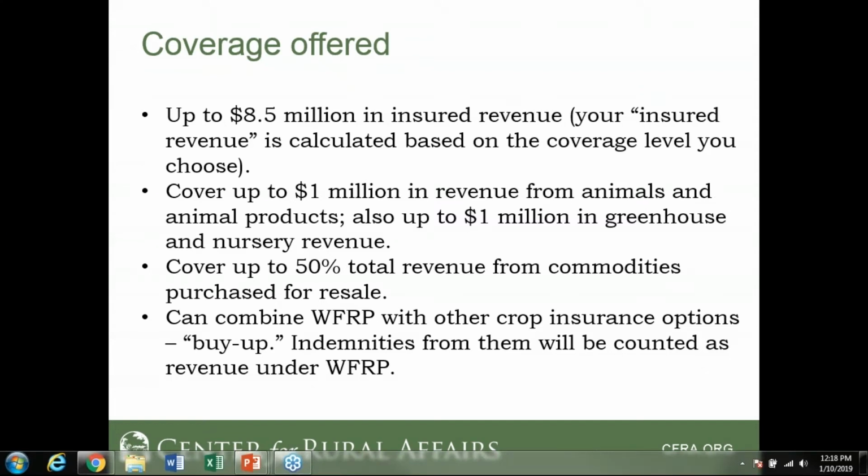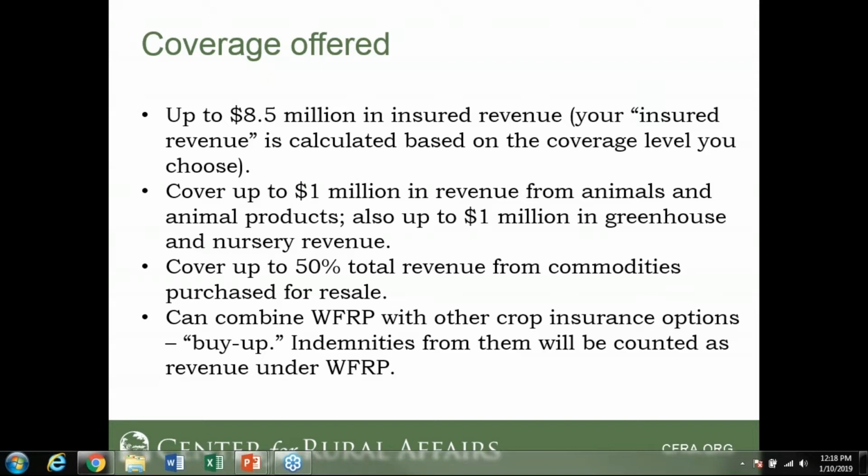So let's get into the details of what whole farm offers. There are limits to insurance coverage available under whole farm, but whole farm is still pretty generous. It'll allow you to insure up to $8.5 million in insured revenue, and that insured revenue is calculated based on the coverage level you choose. You can cover up to $1 million in revenue from animals and animal products. So there's that as a separate lower limit for livestock revenue.